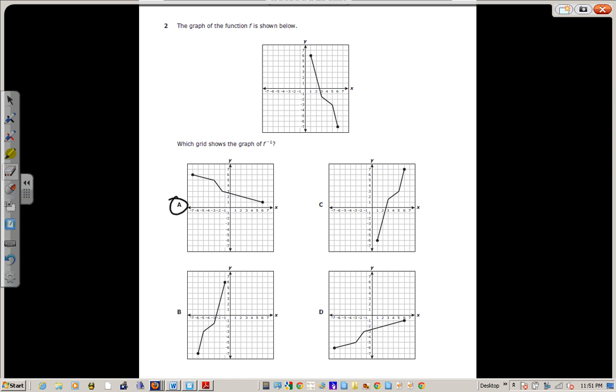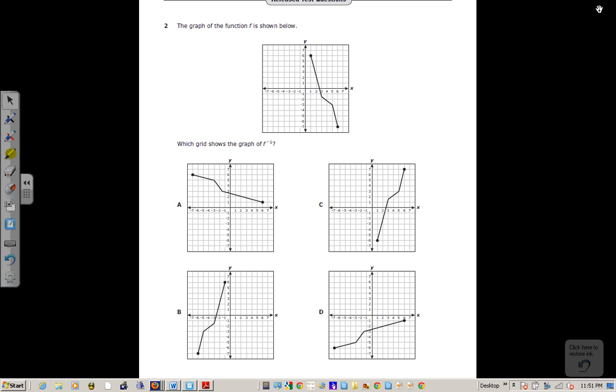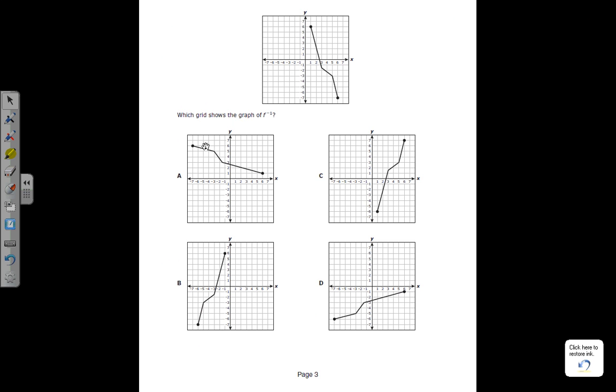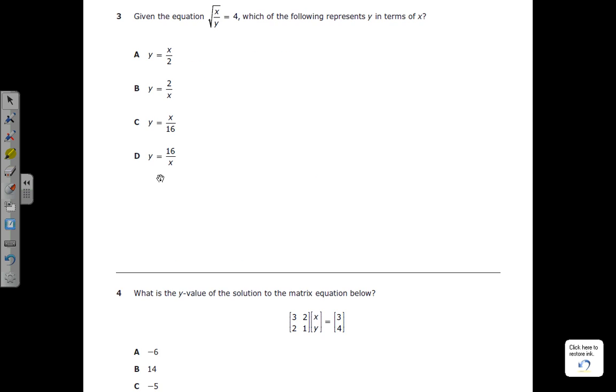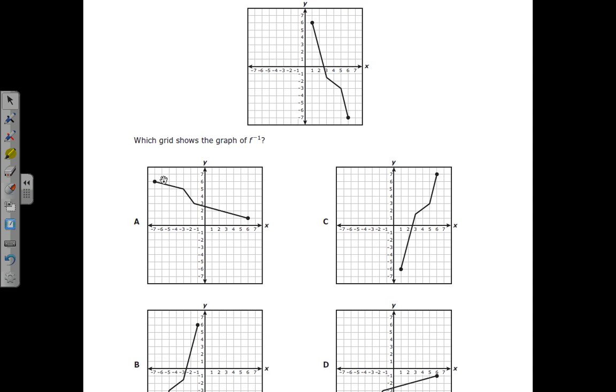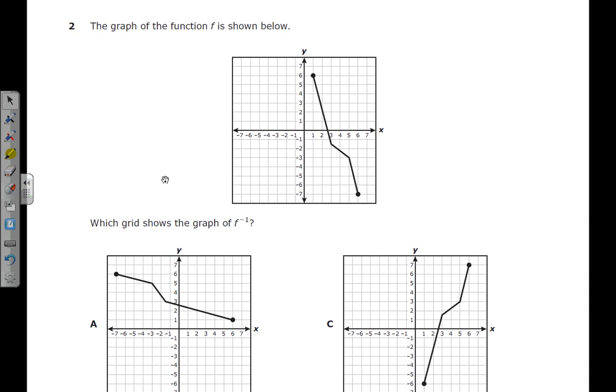Alright, so if f has an ordered pair, if f has (x, y), then the inverse is going to contain the point (y, x). So all you do is switch the coordinates, and that tells you how it works. Okay? So let's take a look at this problem real quick. What I'm going to do is pick some fixed points, and then switch the coordinates and see which option gives us the answer.